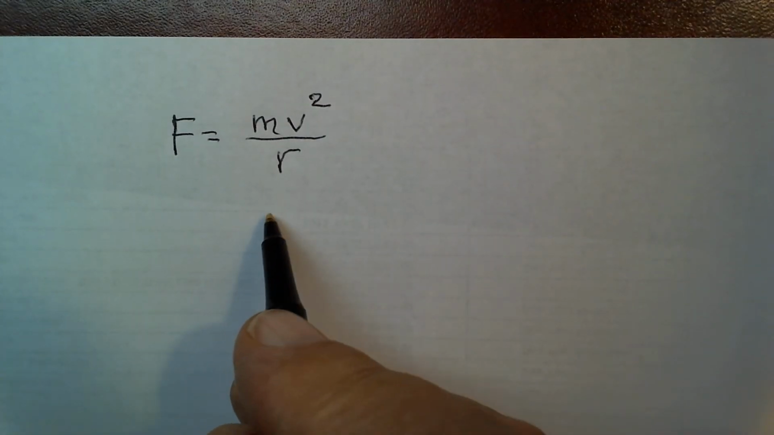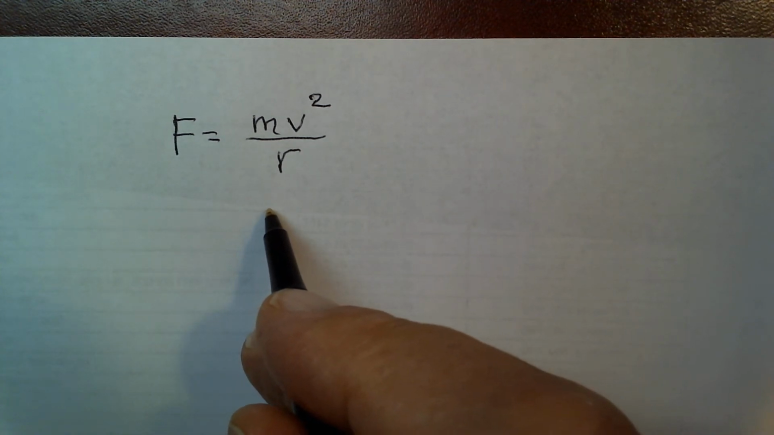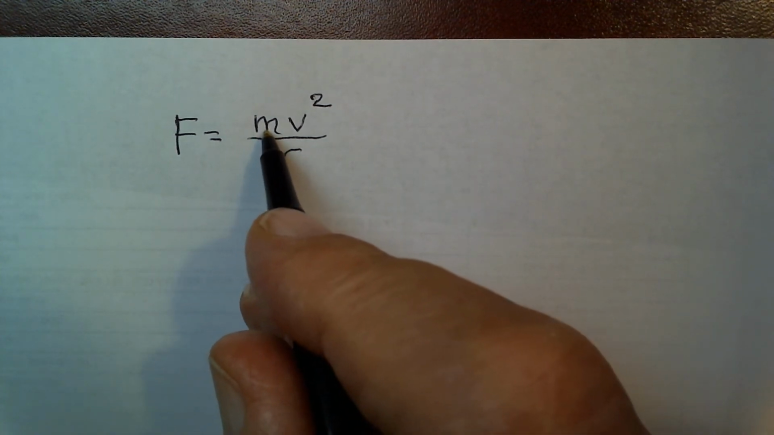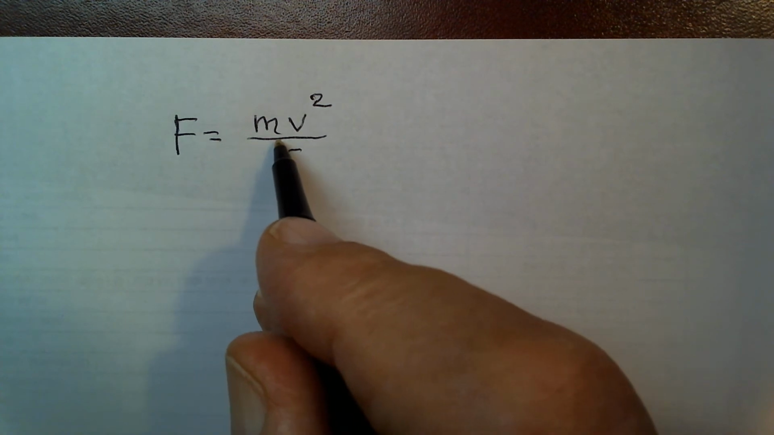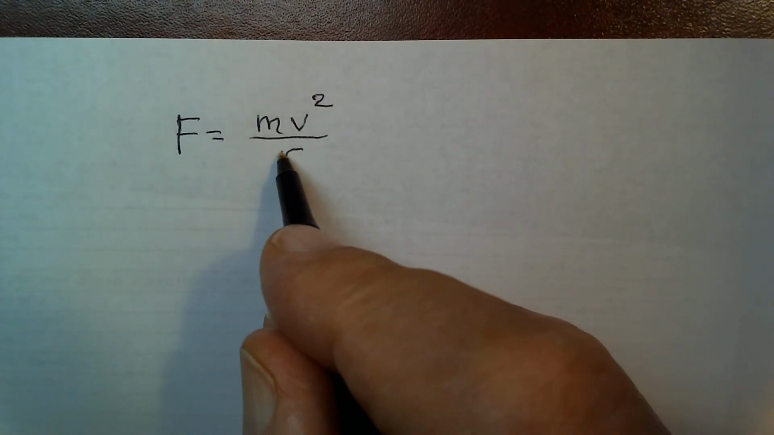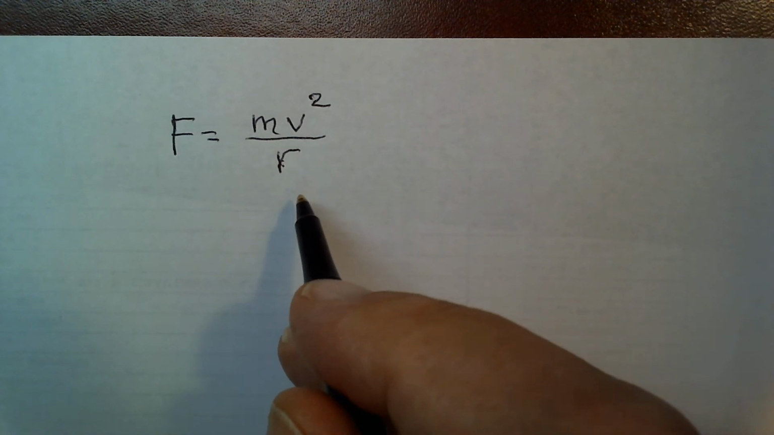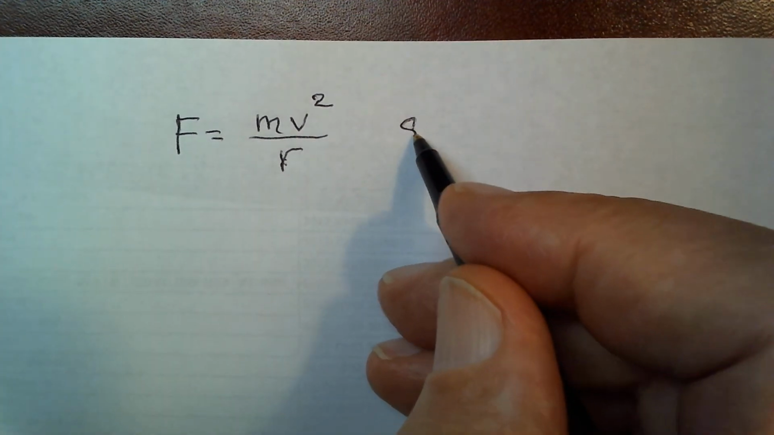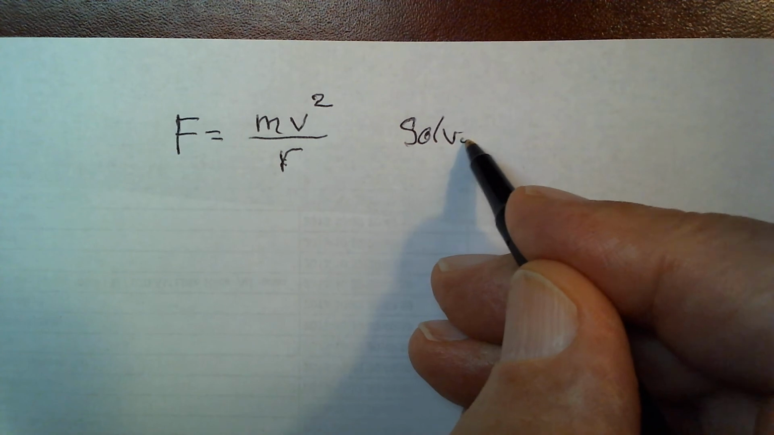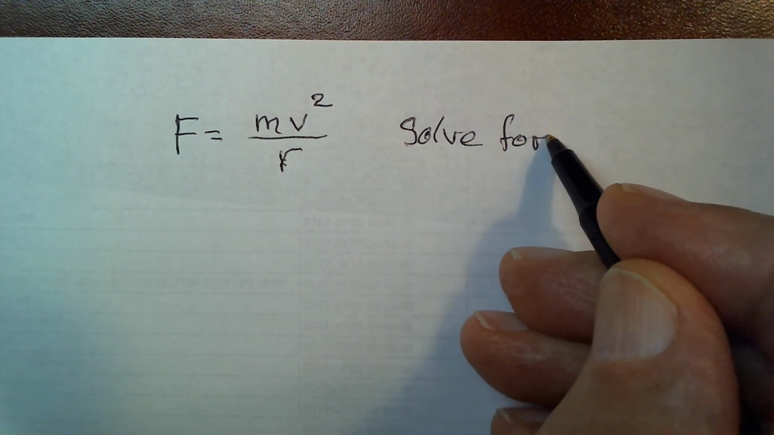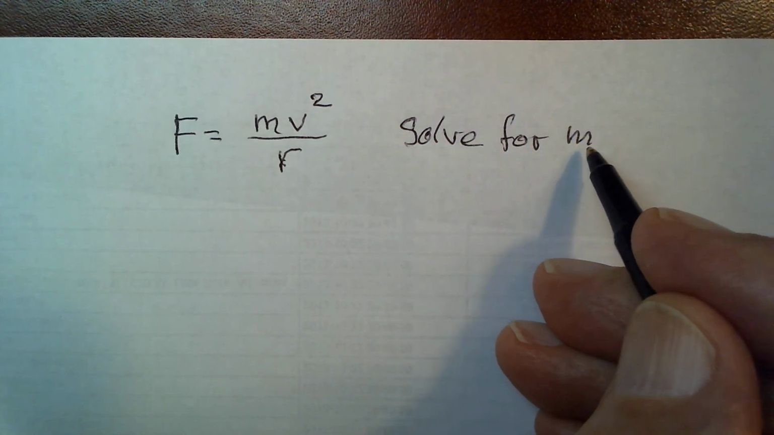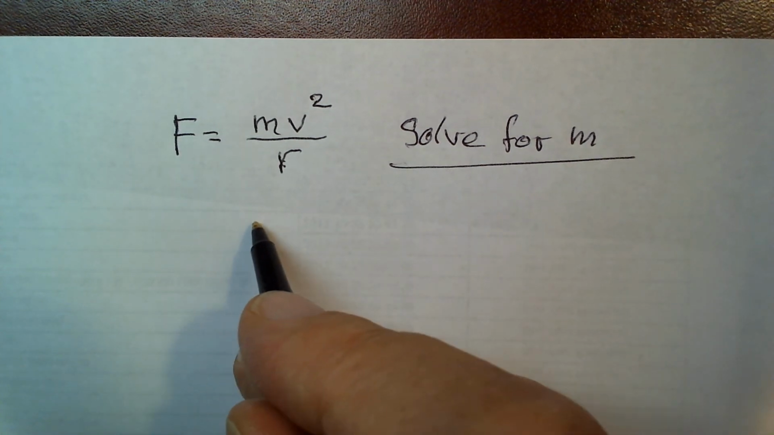Here's a formula from physics. It's the centrifugal force formula, where F is the force, and m is mass, and v is velocity, and r is the radial distance from the center to the object. And so if we are to solve this formula for m, solve for m, if that's the requirement.